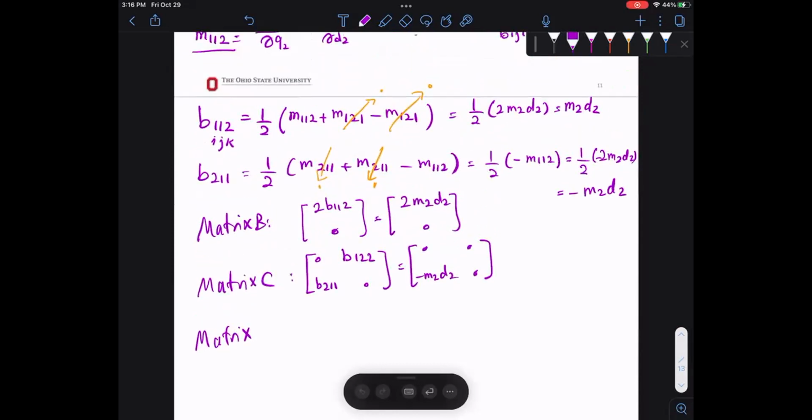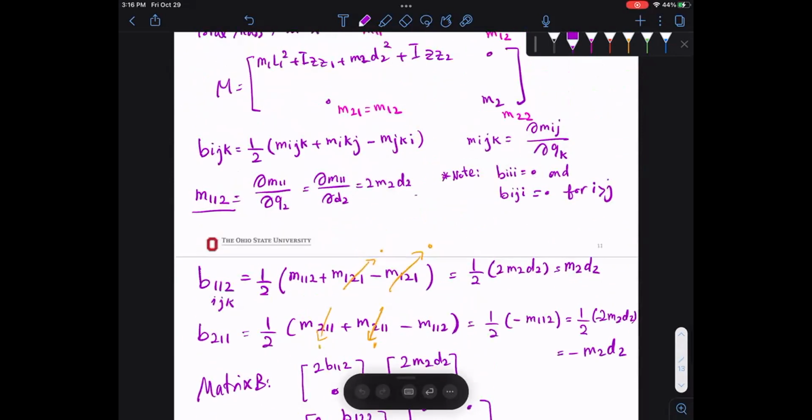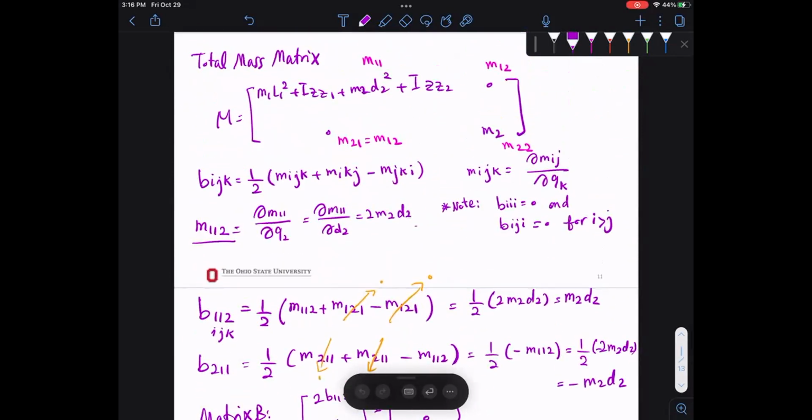Which ones? M211 and M212 are 0, because if you look at M21, that's 0. The partial differential of 0 with respect to anything is going to be 0, so we didn't calculate it. Same for M22: M221 and M222 are 0. M211 and M212 are also 0. M121 and M122 are 0. I just didn't write it.